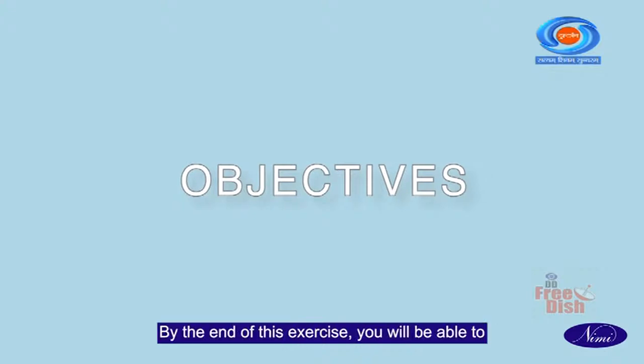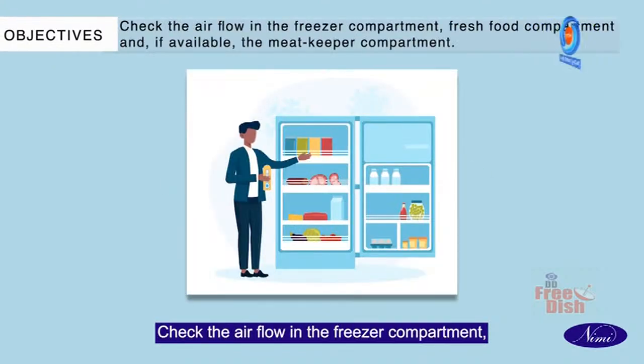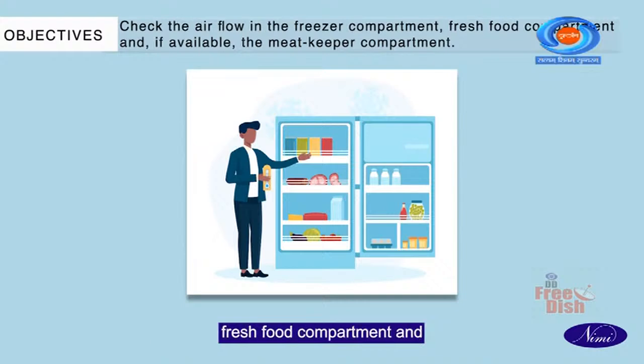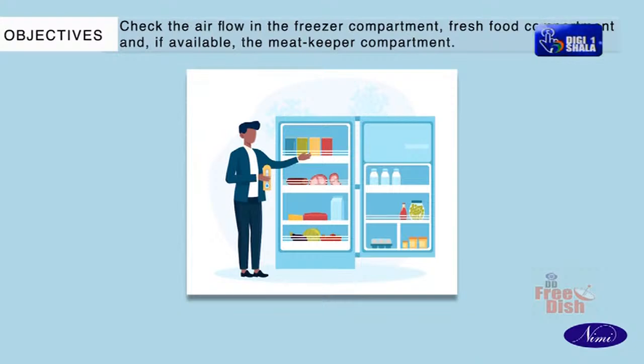In this session, we are going to know about checking the air distribution system of a frost-free refrigerator. Objectives. By the end of this exercise, you will be able to check the airflow in the freezer compartment, fresh food compartment, and, if available, the meat keeper compartment.